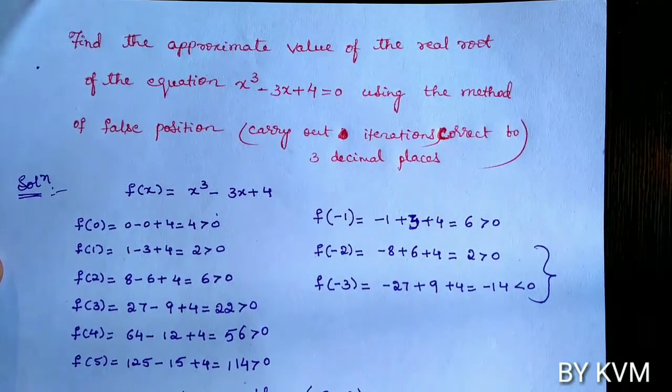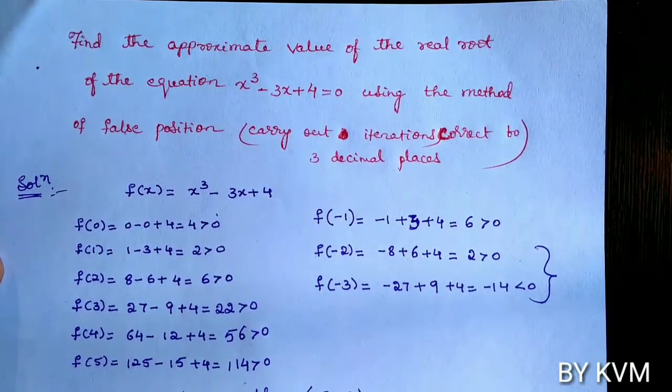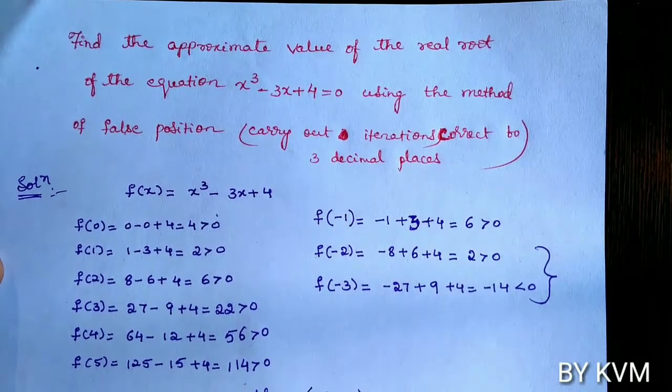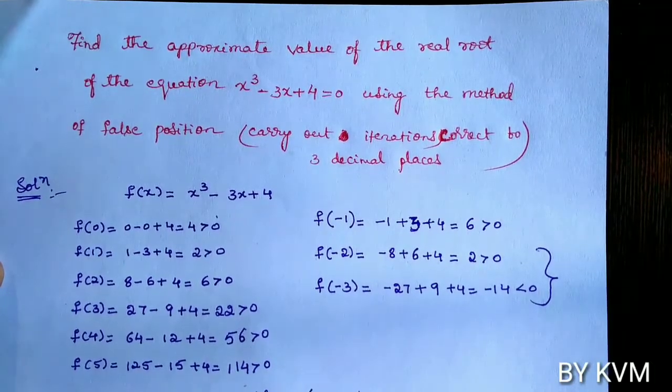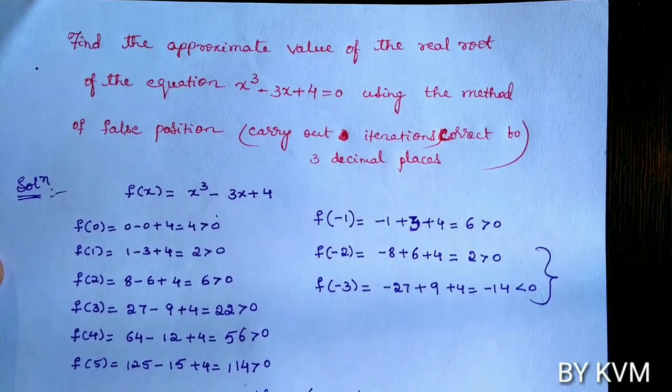Let us solve the second problem. Find the approximate value of the real root of the equation x cube minus 3x plus 4 equals 0 using the method of false position. So we have to carry out iterations correct to three decimal places. Correct to three decimal places means after the decimal point the first three decimal places should be the same.